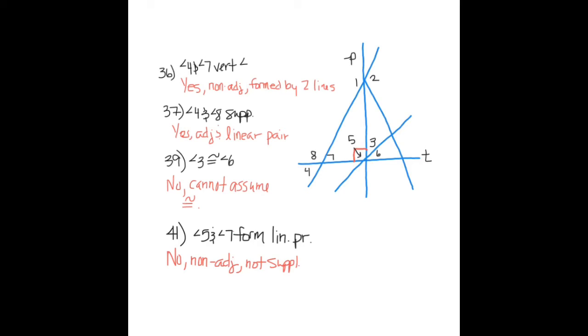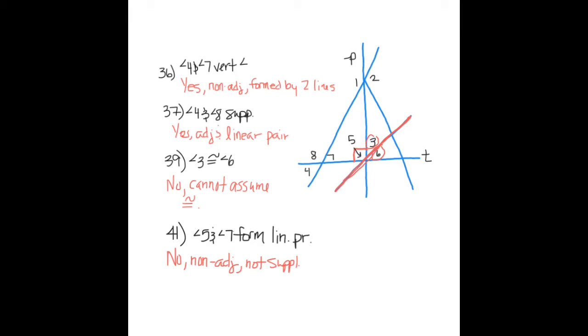Number 39, can you assume that angles 3 and 6 are congruent? No, you cannot. It doesn't say anything about this line. It's really a line, it's got arrows on it, but it doesn't say that this is an angle bisector. You don't know any information about this angle or this angle. It may look like they're congruent, but you don't know that for sure, so you cannot assume congruency.